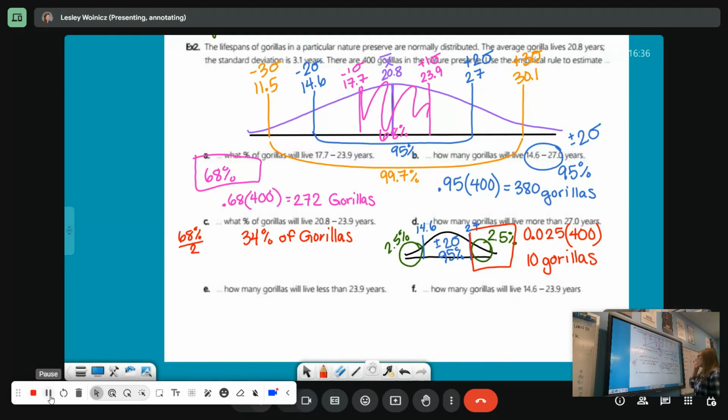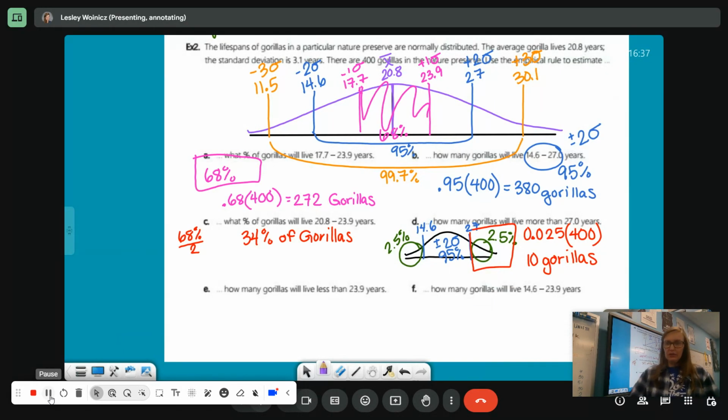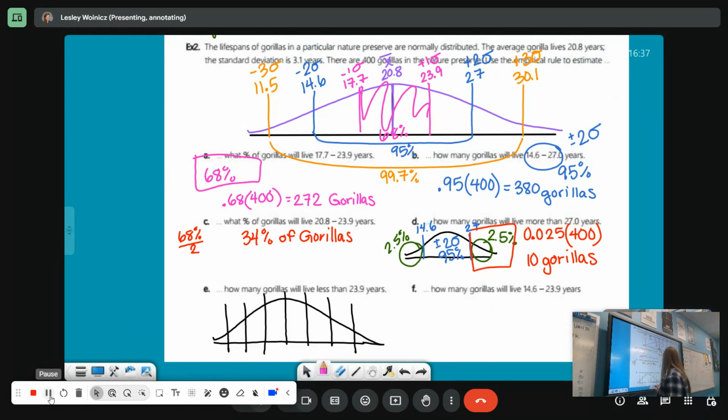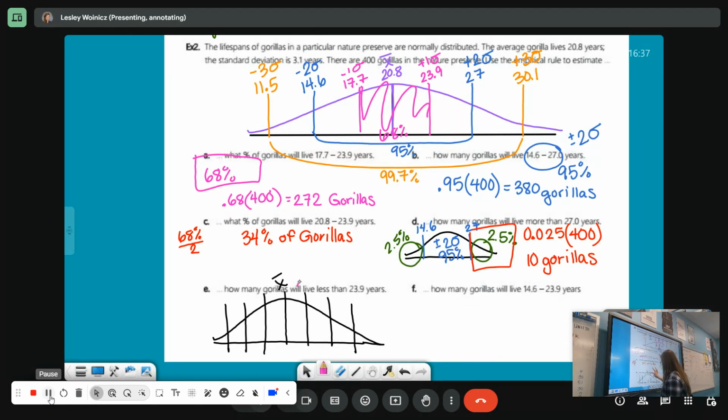How many gorillas are going to live less than 23.9? Okay, so 23.9 is plus 1 standard deviation. Oh, this is a fun one. All right, let me draw another picture and then come back to you. Here's my picture. So my mean is here, there's my x-bar, and 23.9 is my +1 standard deviation.